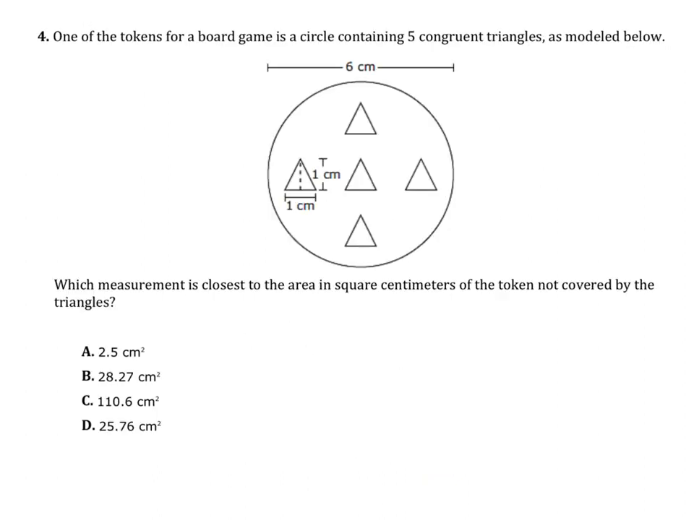Number 4 says, one of the tokens for a board game is a circle containing 5 congruent triangles as modeled below. Which measurement is closest to the area in square centimeters of the token not covered by the triangles? So we have 2 different sections. We have the triangles, and we have the rest of the circle.